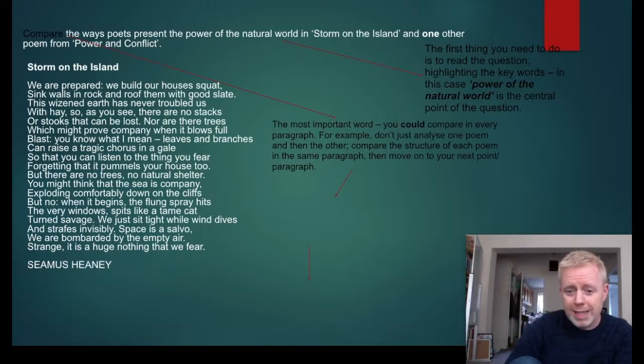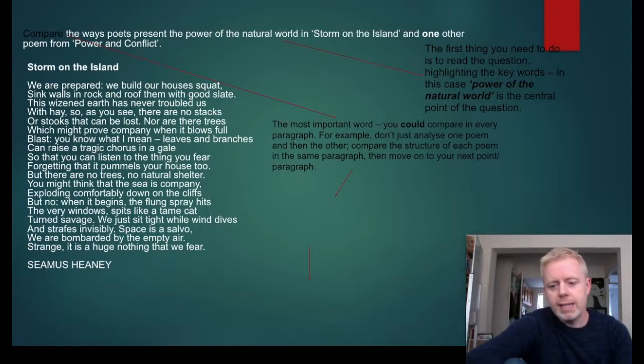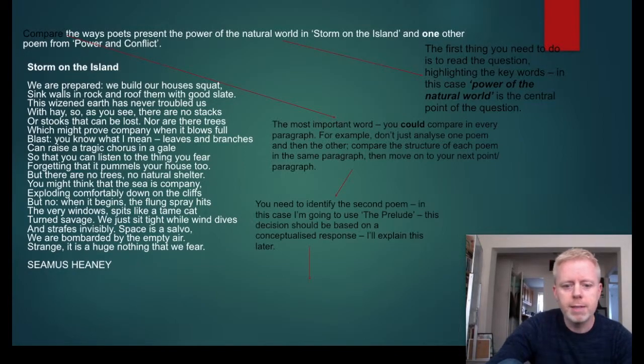The most important word in the question though is compare. My advice is to compare in every paragraph. Now, you don't have to do that. You can talk about one poem and then talk about the other poem and then do a little comparison at the end. You can do that. For me, I think that risks not fulfilling this part of the question sufficiently. But again, it's up to you. I would compare. So when you're talking about structure, compare this different structure between the two poems, the similarities and the differences. That's my advice.